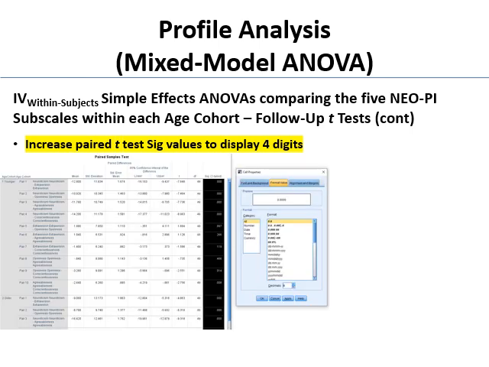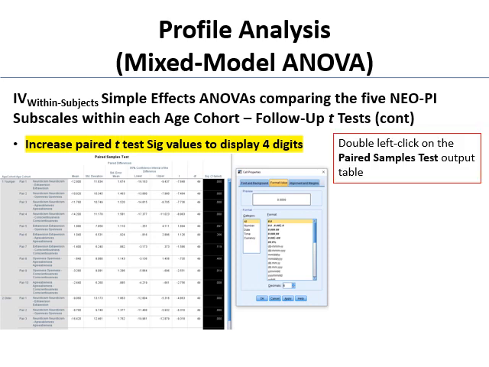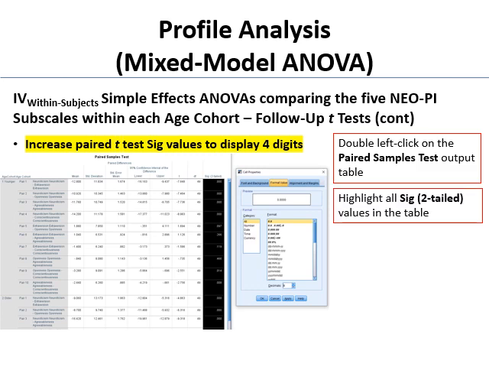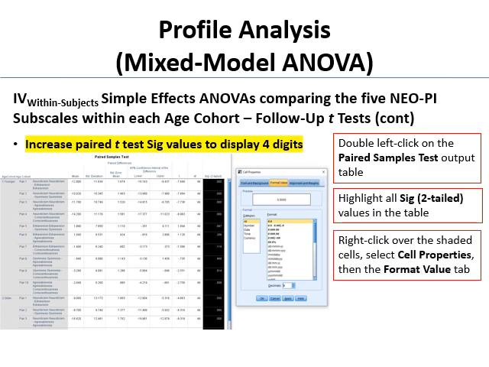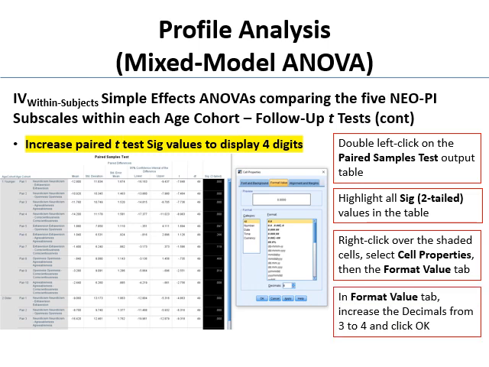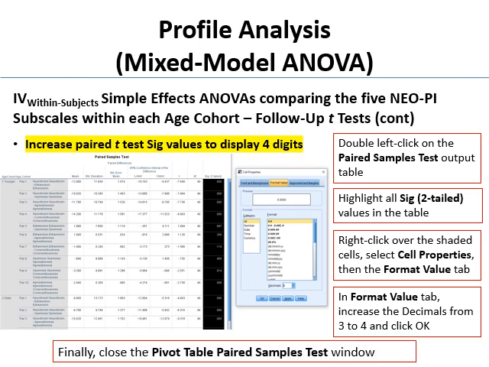Well, you highlight the column. Here I've highlighted the column of the sig values. First you double click on the table, then you highlight the column. Then you right click on the shaded cells, go to cell properties, then the format value tab. In there, I've increased the decimals from 3 to 4. Click OK, and it will give you 4 decimals. Close that pivot table and you're ready to keep going.